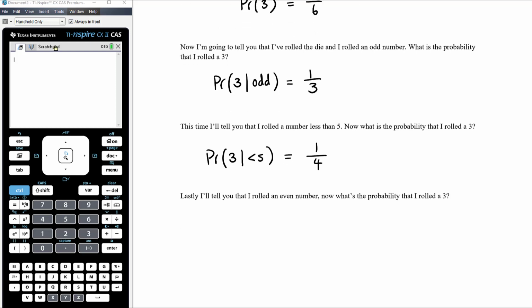Lastly, I'll tell you that I rolled an even number. So now what's the probability that I rolled a 3? So the probability of 3, given that the number I rolled was even, okay, so there's 3 possible even numbers, but none of those are a 3. So the probability of that is 0.